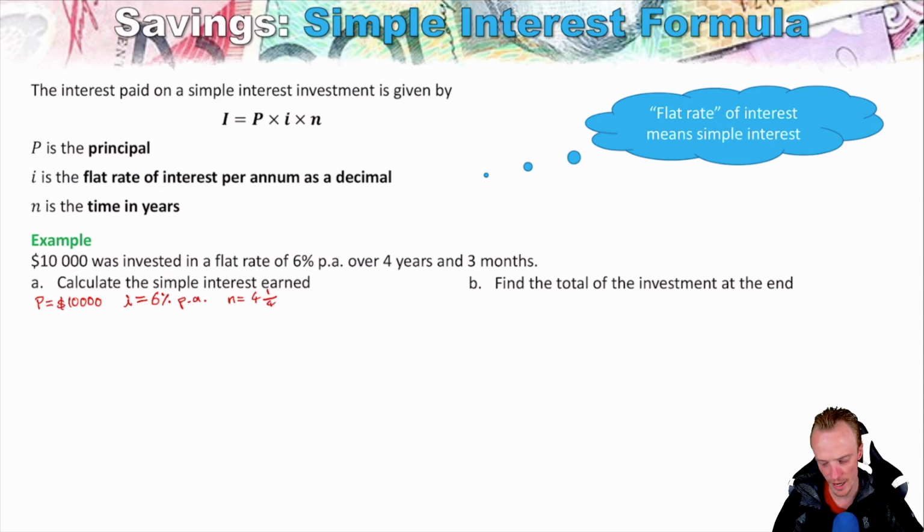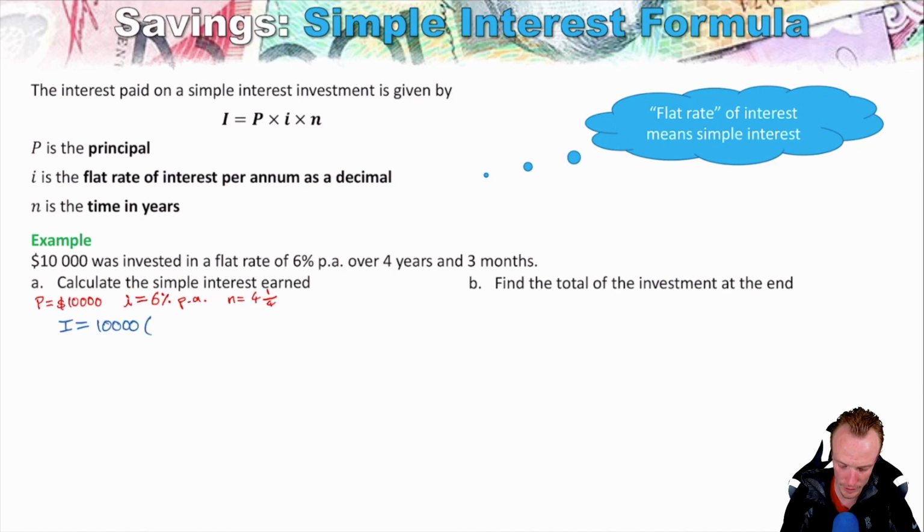What's neat here is our calculator can enter fractions and things like that. So we don't really need to convert it to a decimal or an improper fraction. We can just put it as 4 1/4 like this. So from here, what we need to do is put this into our formula. So this is going to be the interest is equal to the principal, which is 10,000.